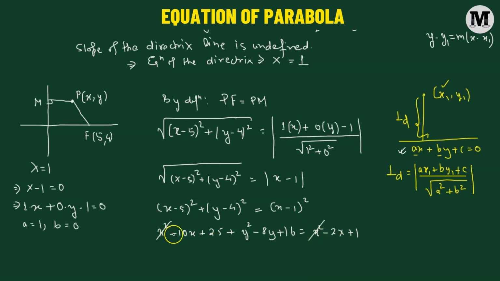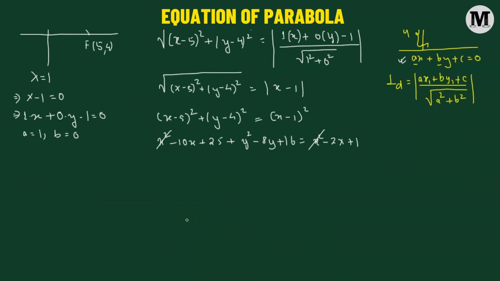Here we can cancel out x squared from both sides. Now we have y squared, then negative 10x. We'll transpose negative 2x to the right hand side to make it positive 2x, so negative 10x plus 2x will be negative 8x. So y squared is done. Then we have negative 8y. Then we have 25 plus 16, that's 41, and 41 minus 1 will be positive 40. So this will be equal to 0. And this is the required equation of the parabola.